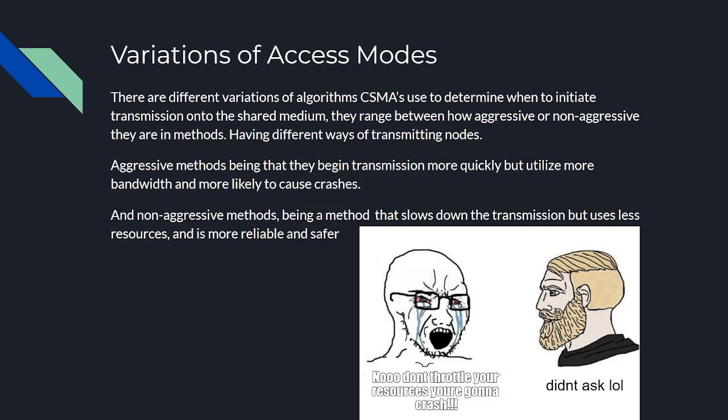Variations of access modes. There are different variations of algorithms CSMA uses to determine whether to initiate the transmission on the shared medium. They range from aggressive to non-aggressive. Aggressive methods begin the transmission a lot more quickly. They run a lot faster, but they utilize a lot more bandwidth and power and are more likely to cause crashes. Non-aggressive methods are the opposite: they usually run slower and use less power, yet they are a lot more consistent and reliable.